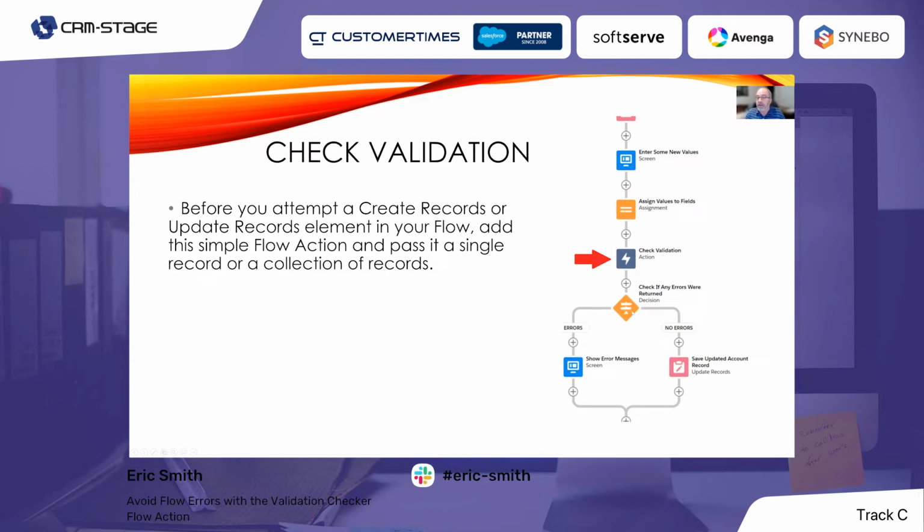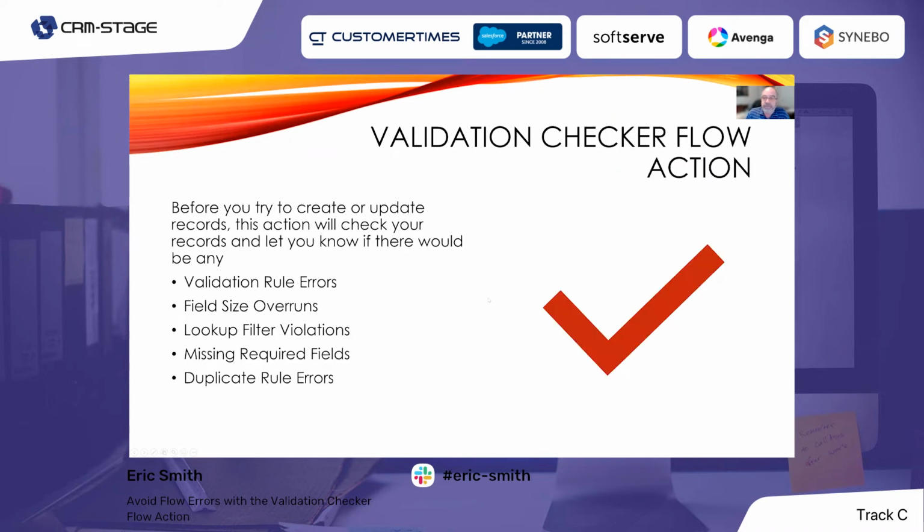And what this action will do is it'll return a value that will tell you whether or not there are any errors. And you can put a decision in your flow to say, well, if there are no errors, go on, save my updated record or make my changes, and we're good to go. If there were errors, you can have a different path in your flow. You can display those errors to the user. You can determine how you want to process those. So you have the ability in your flow to act upon the results of that validation.